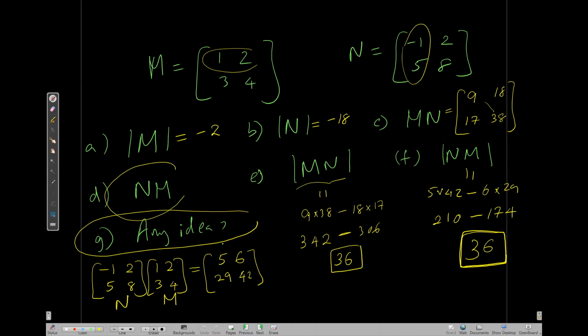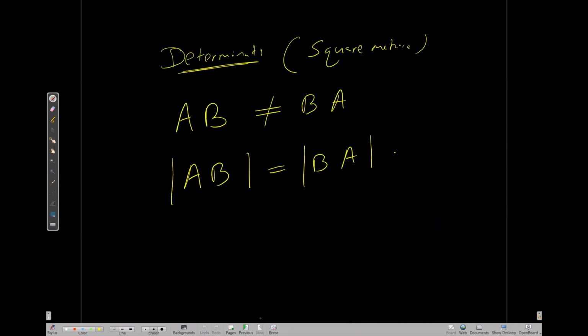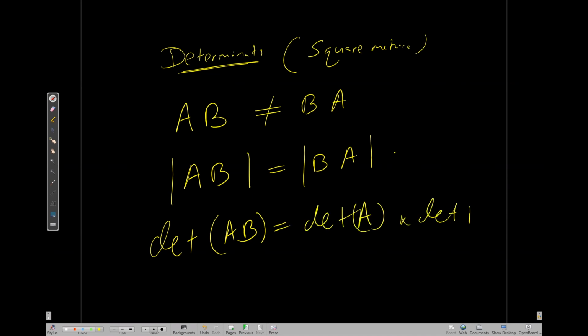Look at these numbers. The determinants of MN and NM happen to be 36, but how about the determinants of M and N? If I multiply these two numbers, what am I getting? Negative times negative is positive, 2 into 18, 36. So the determinant of AB is the determinant of A times the determinant of B. That happens, and we'll prove that later.